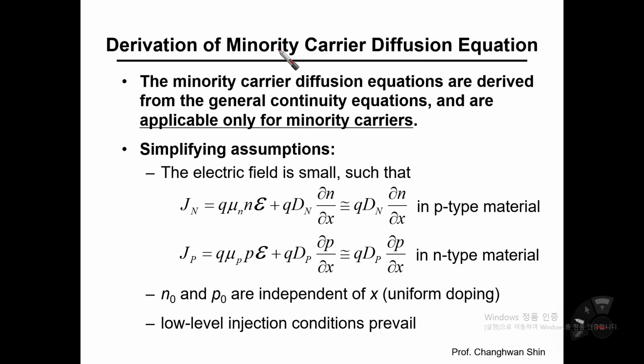That continuity equation itself cannot be used in analyzing how the p-n junction diode is working. We're going to take advantage of some simplification assumptions to make the continuity equation simpler and simpler. From those previous two slides, we have derived the continuity equation. From now on, we're going to derive the minority carrier diffusion equation from the continuity equation.